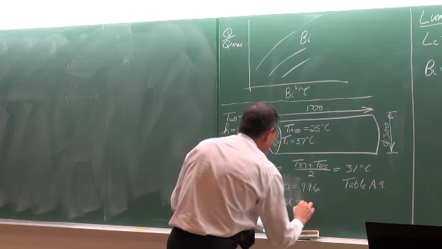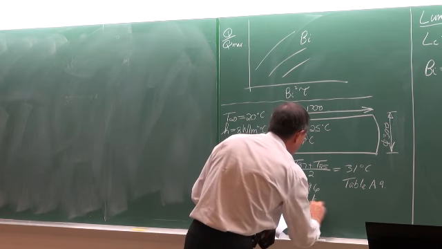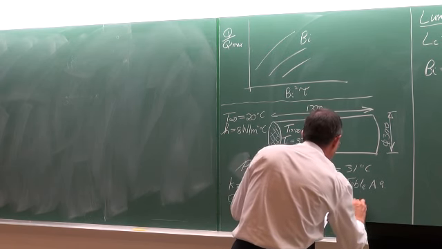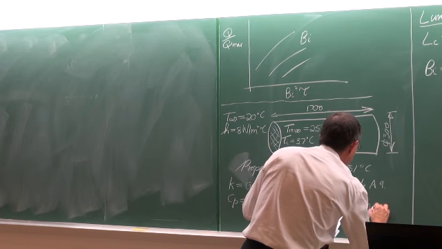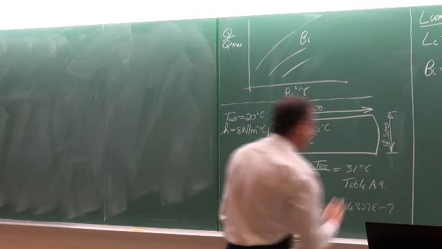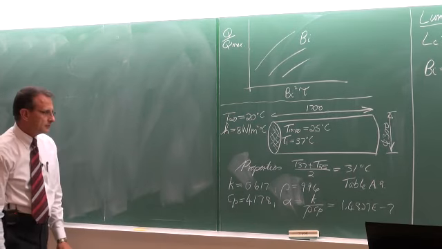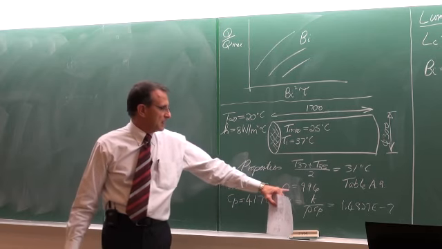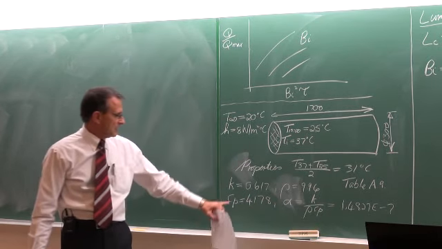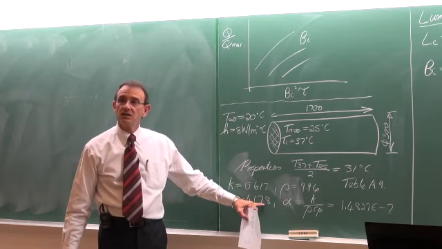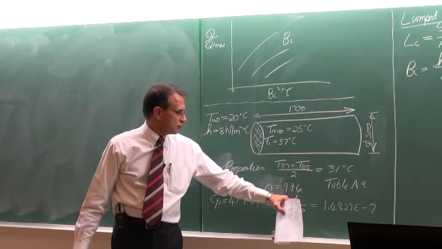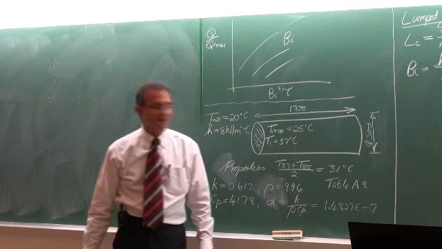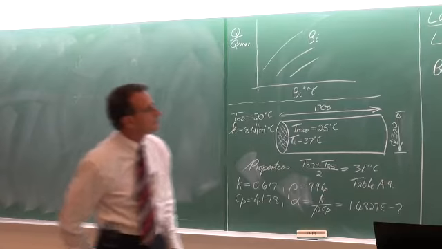And alpha, which is equal to K divided by rho Cp, is equal to 1.4827 e to the minus 7. Okay. K is equal to 0.617, the thermal conductivity. The density is 996. Cp is 4178. Alpha is equal to K divided by rho Cp is equal to 1.4827 e to the minus 7.